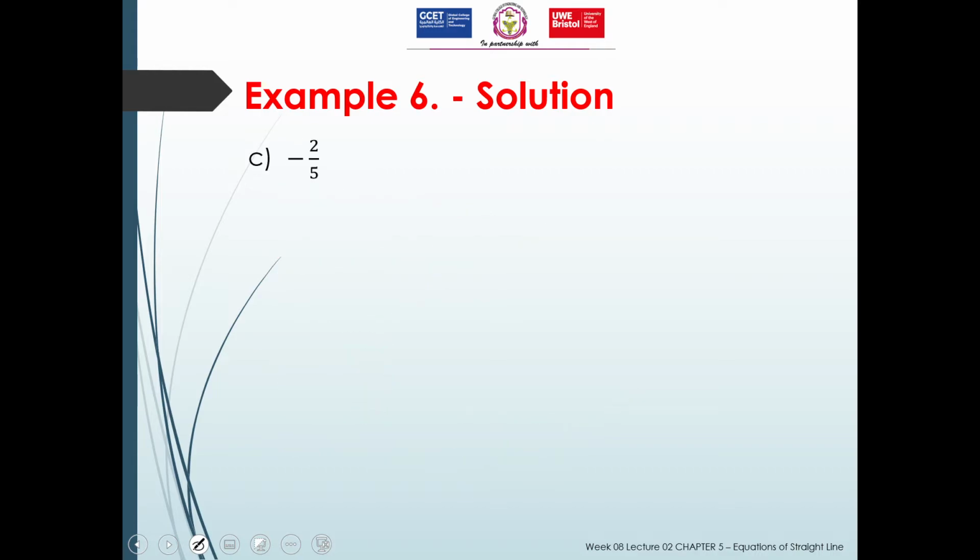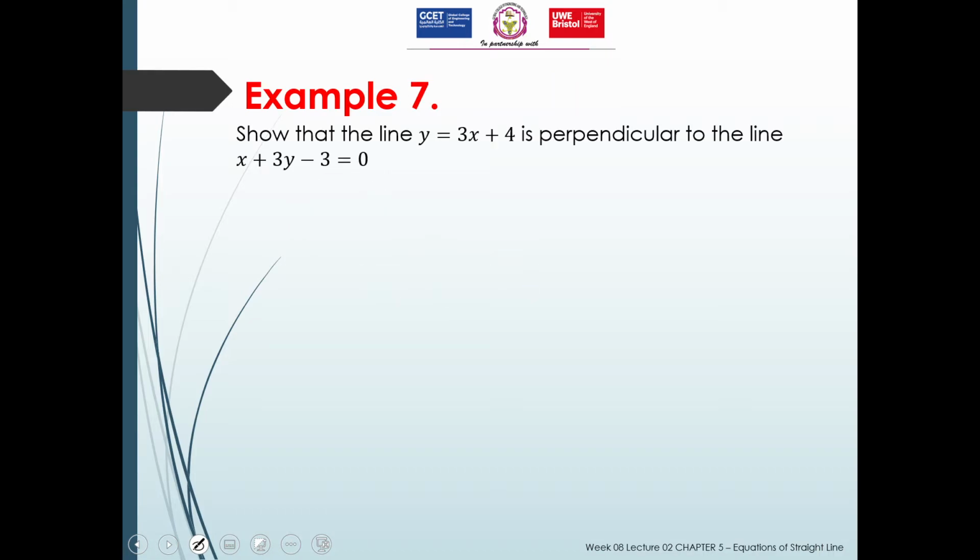Okay, last example. If c is equal to negative 2/5, we use the same formula. m sub 2 will be negative 1 over m1, which is equal to negative 1 over negative 2/5, which is negative divided by negative. This one is positive 5/2.